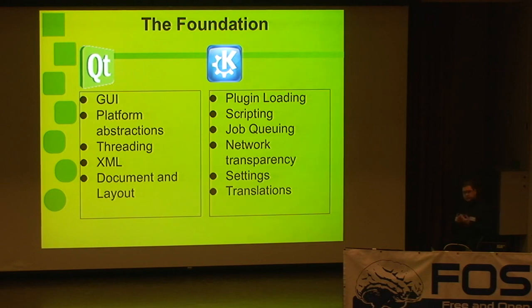We use it for job queuing, which is another form of threading. For instance, printing is done in the background using threading. Then we use it for settings, which is sort of a hot topic these days since Ubuntu is busy writing yet another settings library for Qt. We'll see what happens to that. For now, we use kconfig and are happy with the performance of that. And we use it for the translations, the internationalization.